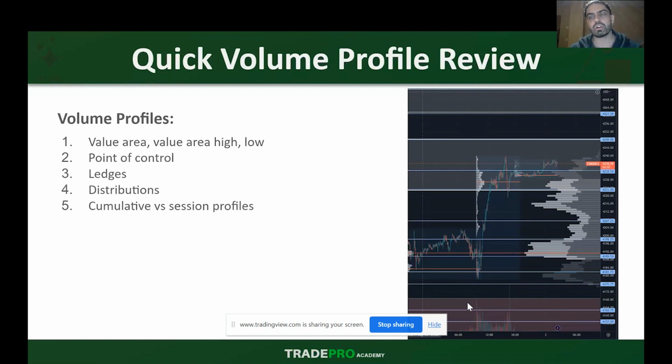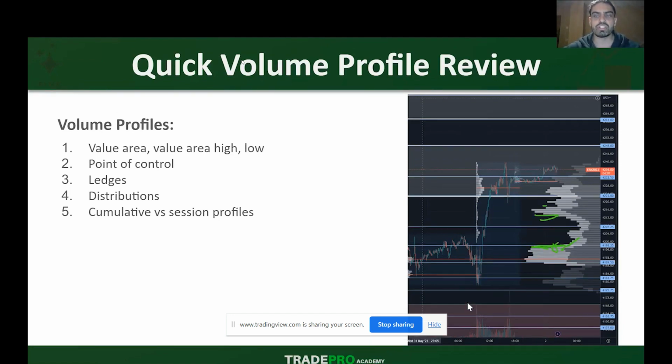Ledges are what encompass the distributions. Ledges are areas where price drops off super aggressively from a high volume to a low volume node. You can see this is a ledge where you have a lot of volume and you have a drop off. This is a ledge, right? These are ledges where volume drops off.